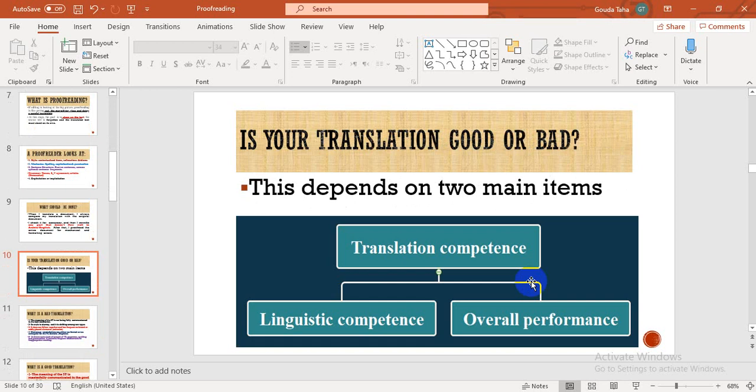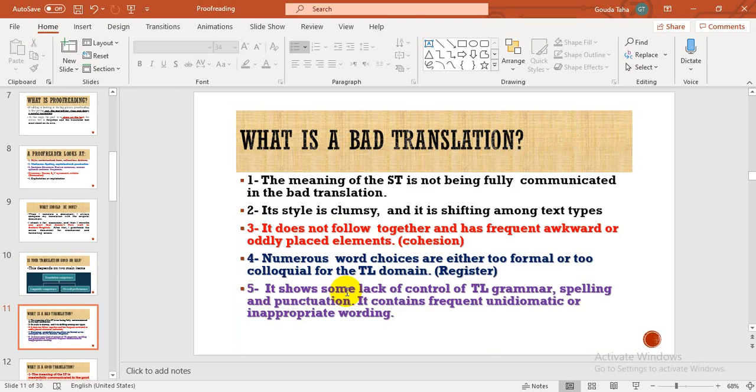So, how can you tell whether your translation is a good one or a bad one? Of course, we have two main elements, as we repeatedly explain in this part of translation studies. We have translation competence, and in translation competence we need linguistic competence, your knowledge of the language, and overall performance. How do we use the knowledge of the language, and how can we translate this text accordingly? So, what is a bad translation?